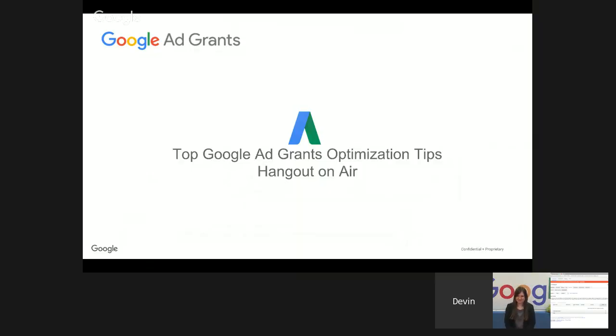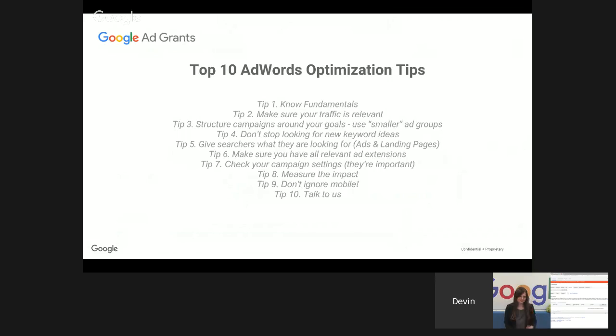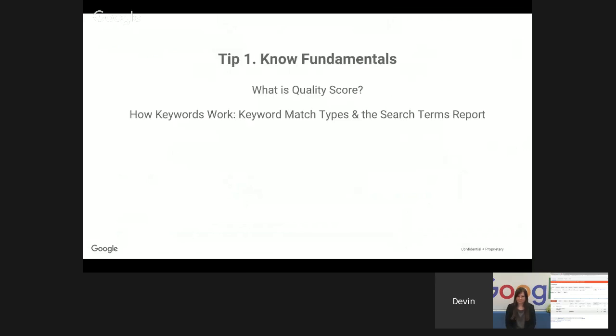Okay, so let's get started. Here's an overview of our top tips we're going to cover today. Let's go right ahead and dive in with our first: know your fundamentals. We're going to touch on two important things with this. One, quality score, and two, keywords. Let's start with the concept of quality score.